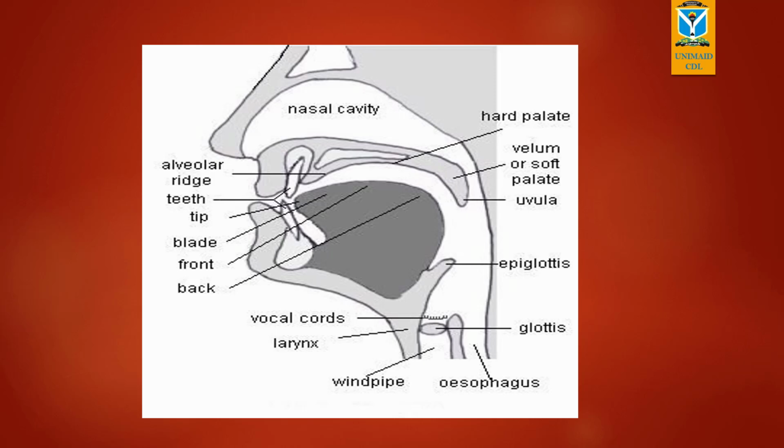As you can see here, we have human organs of speech. Those organs are responsible for manufacturing the sounds we produce. We call them what? Human organs of speech. That is the normal organs we have, and we use them for other functions. The alveolar, the teeth, the tip, the blade, the front, the back, the vocal cords, the glottis, the windpipe, the esophagus, larynx, epiglottis, uvula, soft palate, the velum, hard palate, the nasal cavity. All these are termed as the organs of speech.